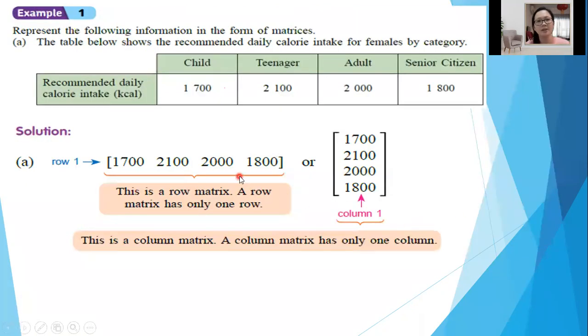Look at this example. This is another example. So we can put them into a matrix by writing down the brackets. Since it is only 1 row, we call it a row matrix. And if we write them in the vertical form, we call it a column matrix because it has only 1 column. So row matrix, 1 row only. Column matrix, 1 column only.